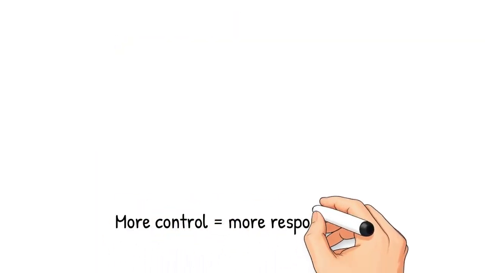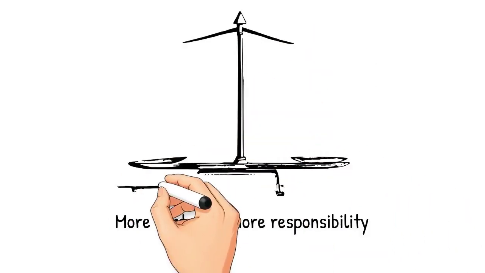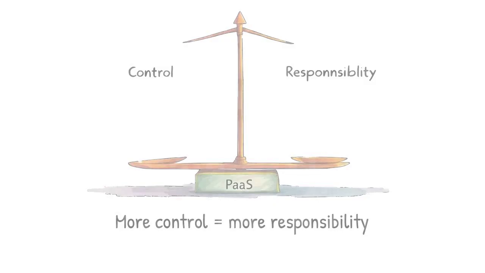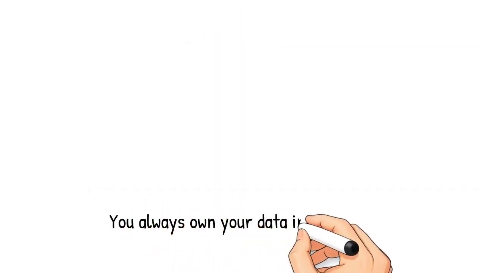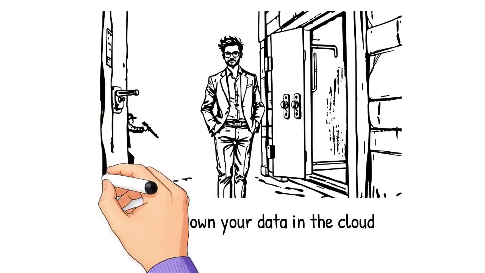Section 4. The most important rule in cloud security. The more control you have, the more responsibility you have. The less control you have, the less responsibility you have. This is why IaaS equals highest responsibility, PaaS equals medium responsibility, SaaS equals lowest responsibility. But here's the twist. No matter the model, you always own your data, and data is what attackers want.